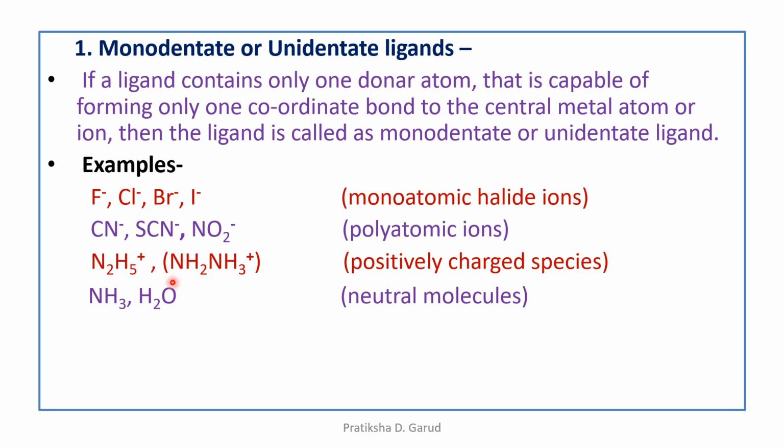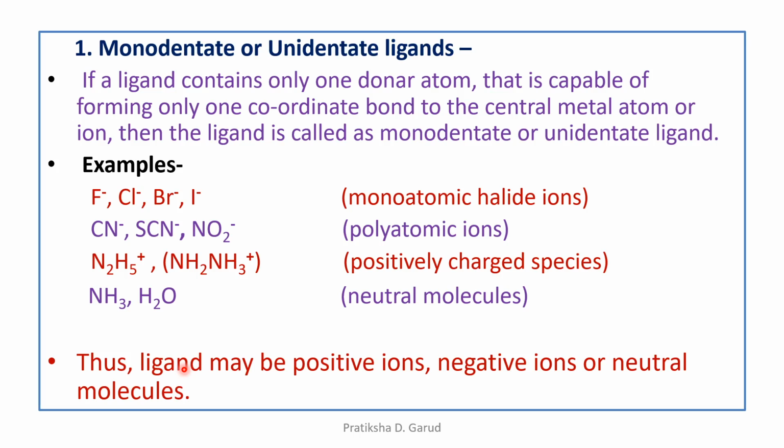H2O. So these are the examples of the monodentate or the unidentate ligands in which there is a single donor atom. Means there is only one atom which is donating its electron pair. So we can say that this type of ligands may be positive ions, they may be negative ions, or they are neutral molecules.